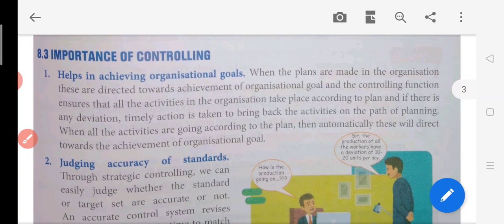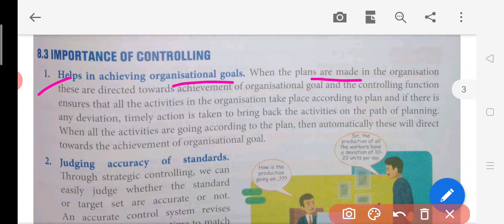Now, what is the importance of controlling? Why is it done? So the first point is that it helps in achieving organizational goals. Definitely, when the plans and targets are set, controlling is done to attain those targets. When plans are made in the organization, they are directed towards the achievement of the organizational goal, and the controlling function ensures that all the activities in the organization take place according to the plan.